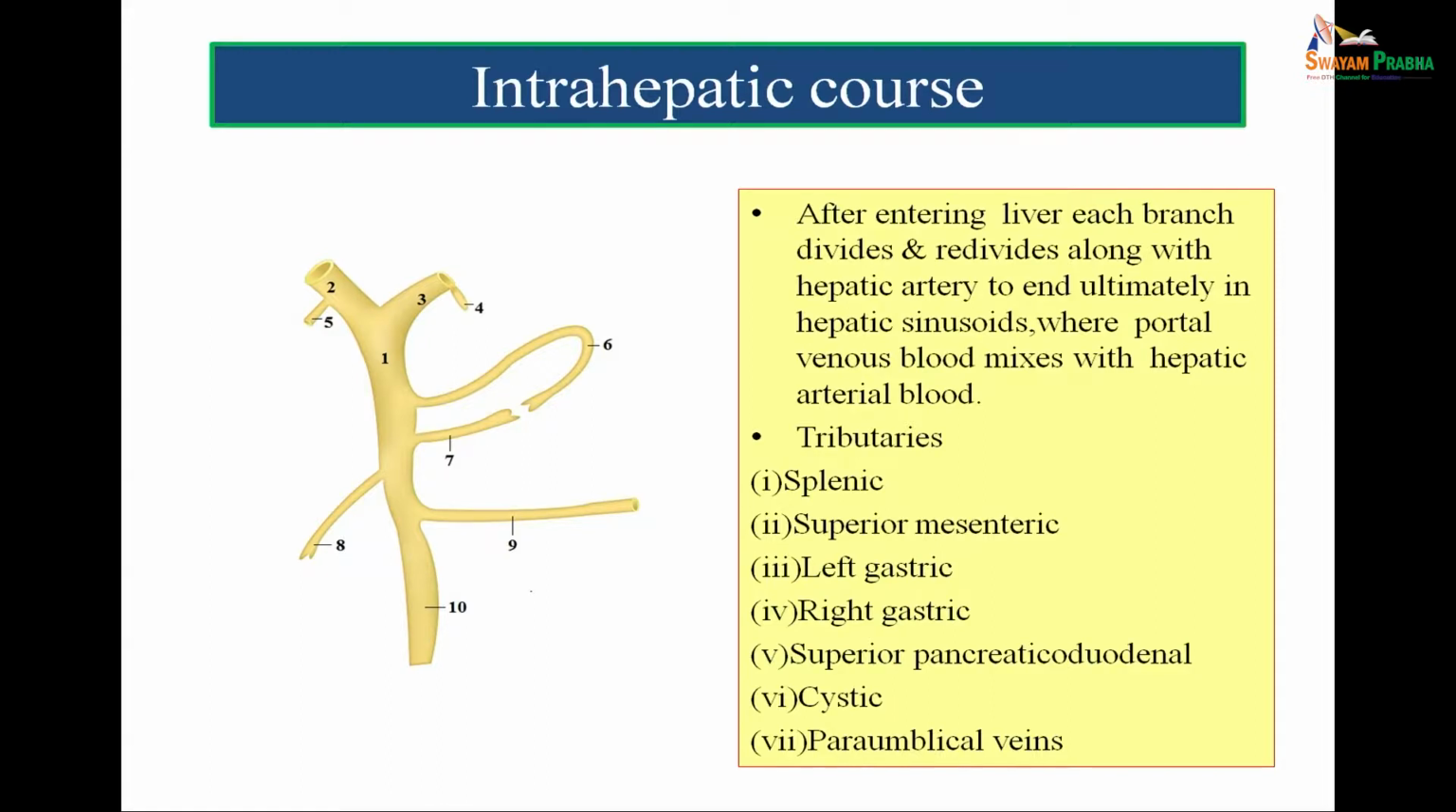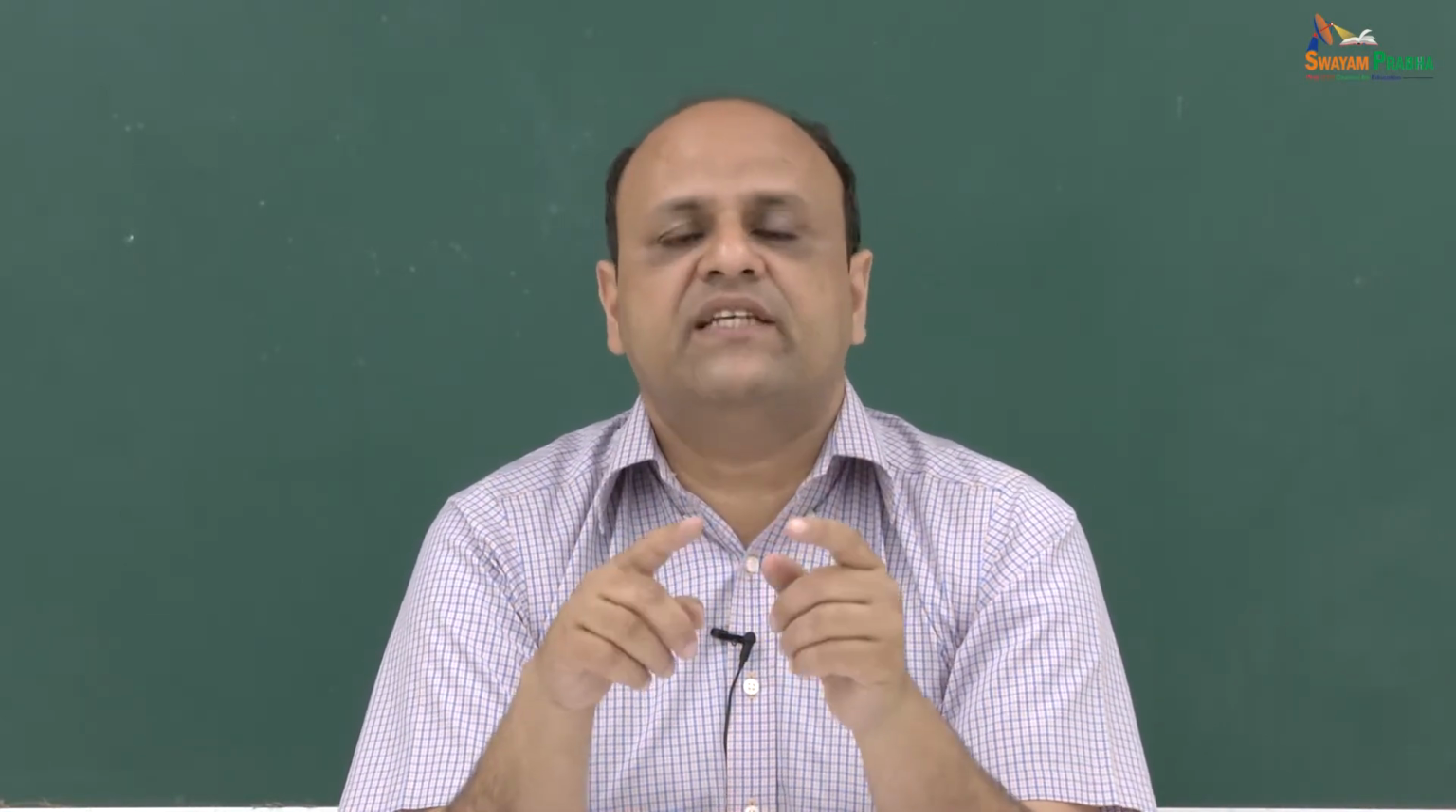Now, students should always remember that it is the hepatic sinusoids where the portal vein blood is mixing with the hepatic arterial blood. So, free mixing of portal blood and hepatic arterial blood takes place in the sinusoids. Then the tributaries of the portal vein are depicted in this figure.